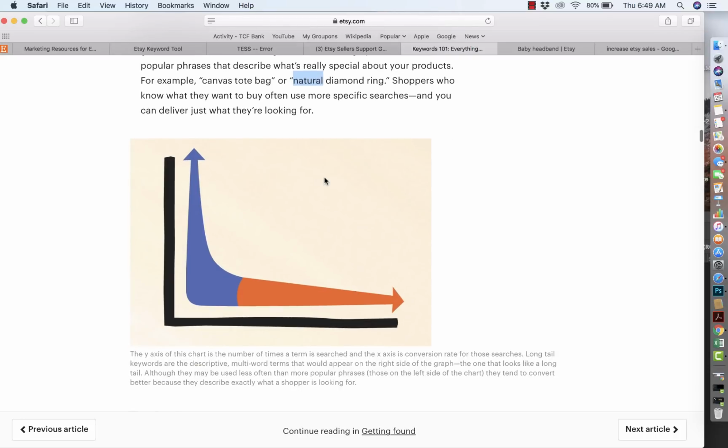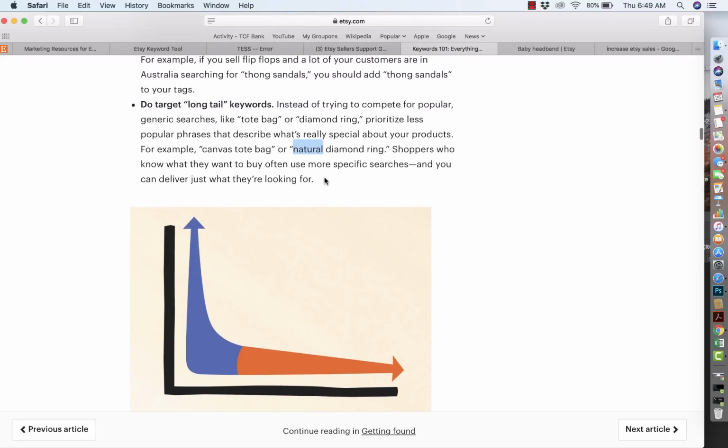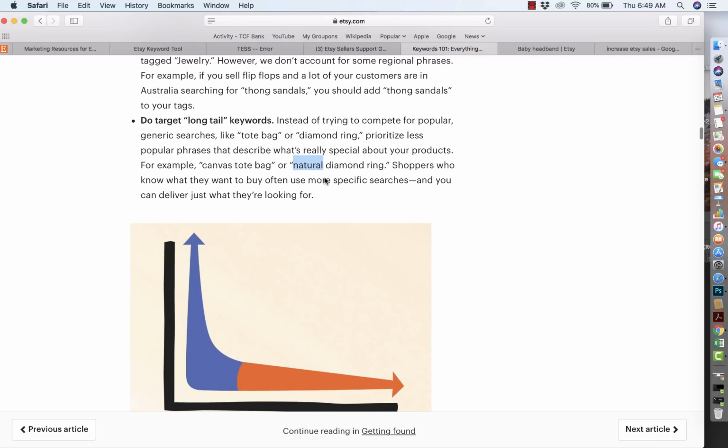So this is exactly what I was talking about. It's understanding what keywords work and what doesn't work, and using long tail keywords. A long tail keyword is a lot of times just adding that extra keyword in front, like natural diamond ring, yellow diamond ring, or blue diamond ring. Obviously, you want to use keywords that describe your item. So if your item is a blue headband, you don't want to say blue and pink. You don't want to use that keyword.